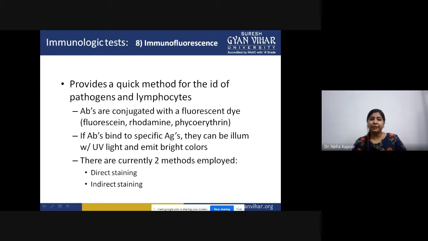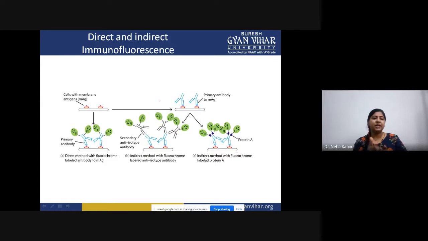There are currently two main methods, direct and indirect staining methods. As you can see, this is the direct method, with a fluorophore-labeled antibody to a membrane-bound antigen. This is the antigen. This is the primary antibody which is linked with the fluorophore. This is the cell membrane with antigen. When you bind a primary antibody with the fluorophore to the antigen, this would be the complete product, and it will emit fluorescence under the influence of UV light.